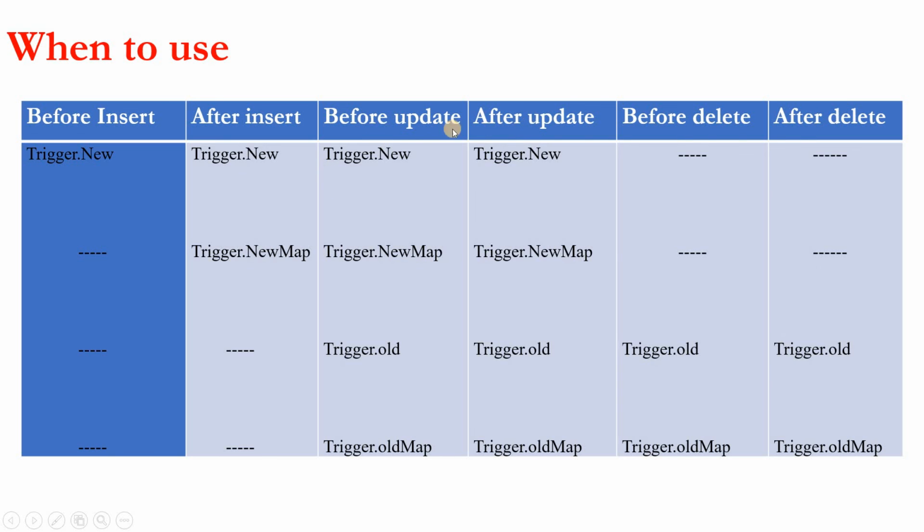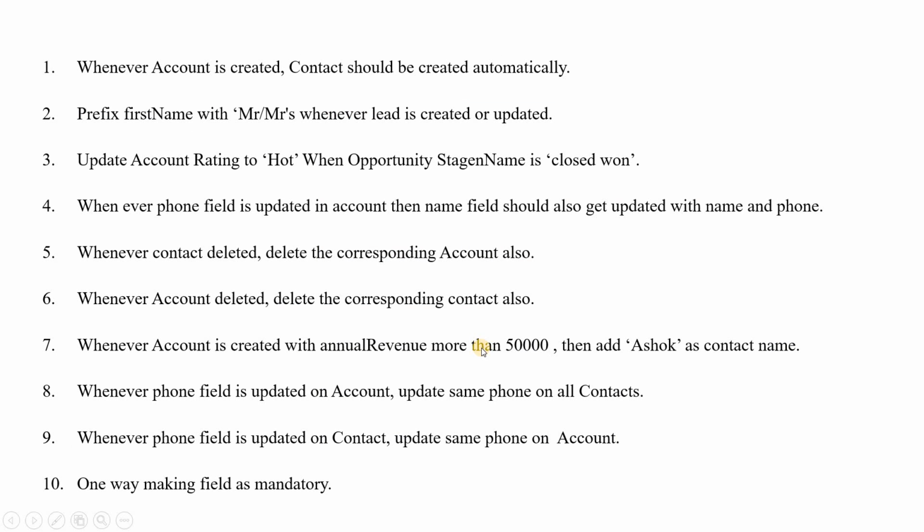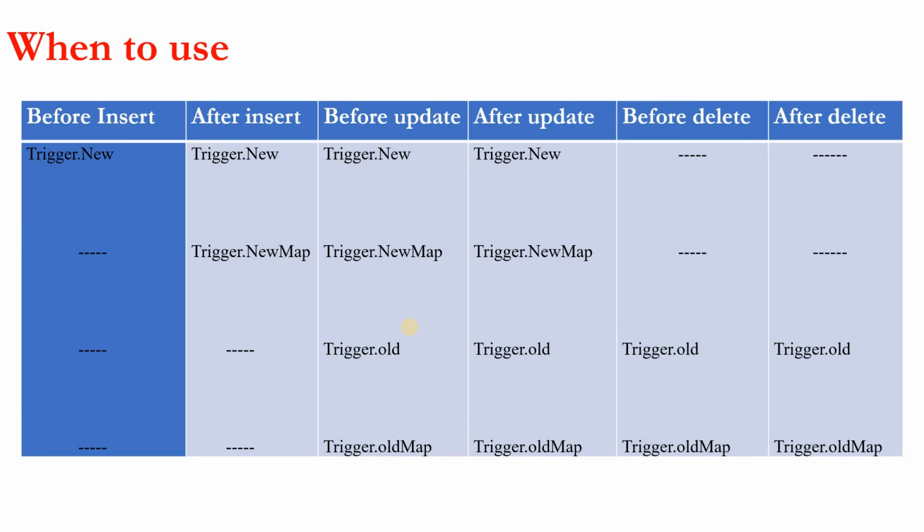For before update and after update, all four will be available. So this is the fundamental difference between when to use trigger.new, newMap, oldMap. Simple, guys: for before insertion, new; for delete, old; for update, all. So these are the triggers which we are going to discuss in the next stage of classes. Okay, thank you.